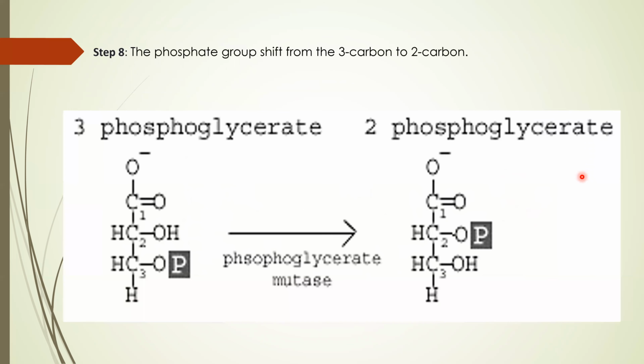Now the eighth step is the phosphate group shift from the third carbon to the second carbon. So this is basically a rearrangement, right? The enzyme responsible for carrying out this activity is basically the mutase enzyme. So phosphoglycerate mutase, because this is just rearranging or shifting this phosphate group from the third carbon to the second carbon.